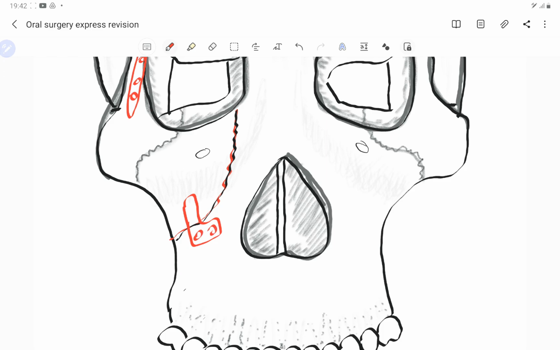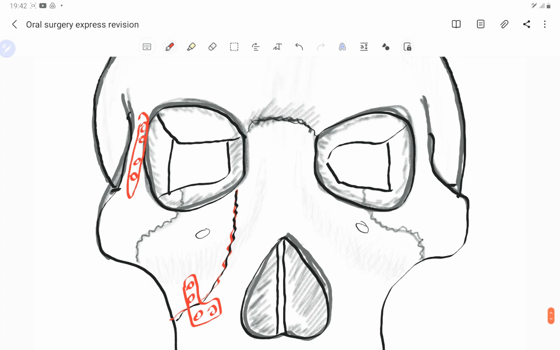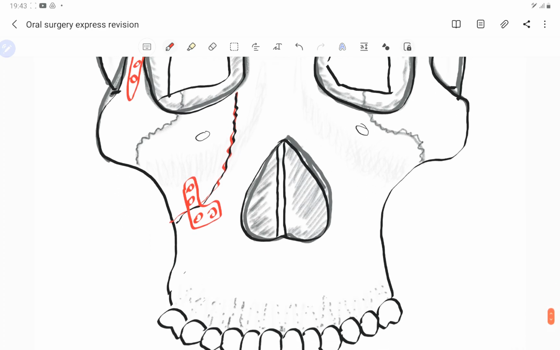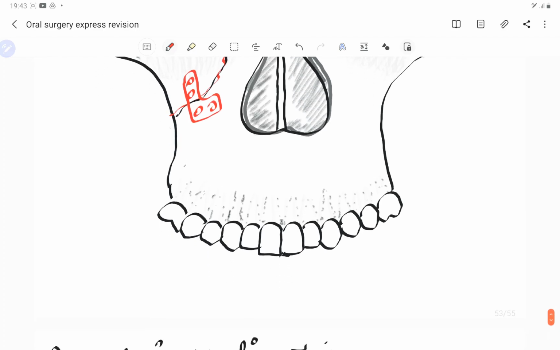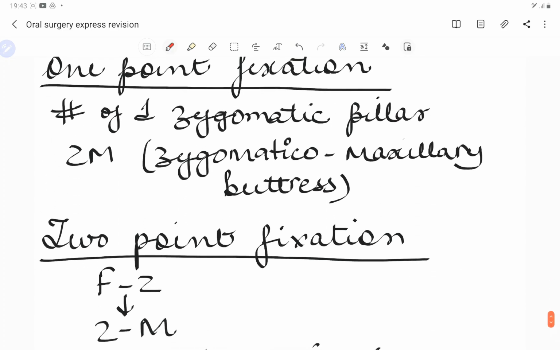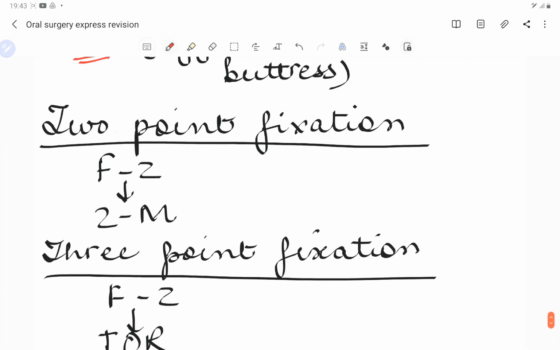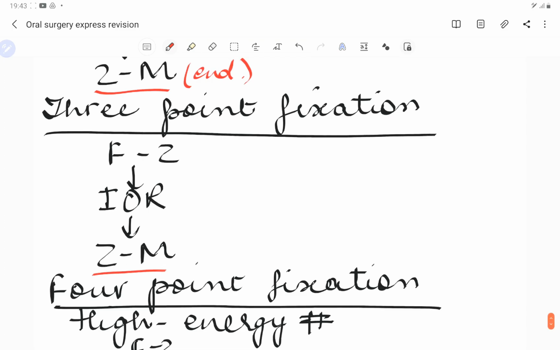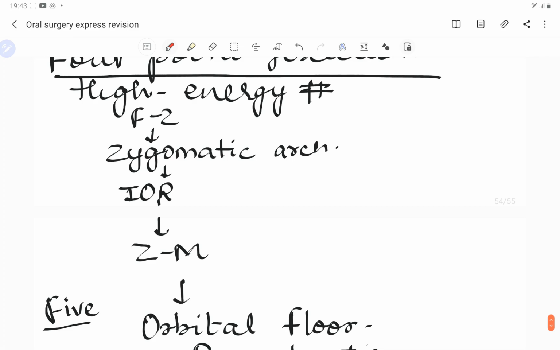So you are going to start with the frontozygomatic suture, which is from the top, and you will end at the bottom. If you are placing any plate, you will end with the zygomaticomaxillary. If you are placing 2 plates, end with the zygomaticomaxillary. If you are placing 3 plates, end with the zygomaticomaxillary. If you are placing 4 plates, you are going to end with the zygomaticomaxillary.